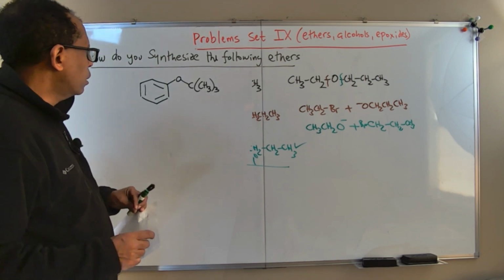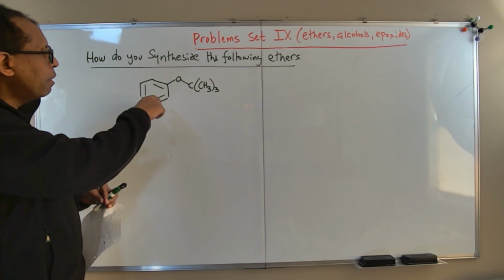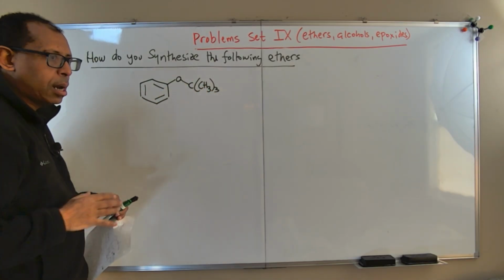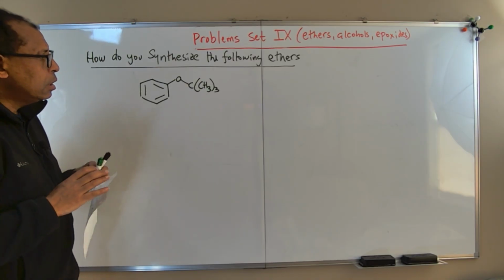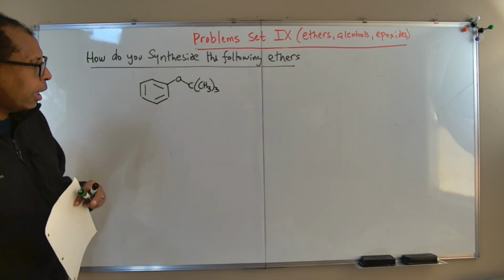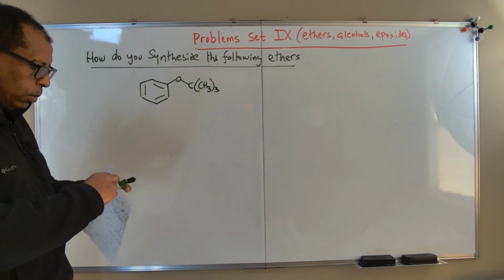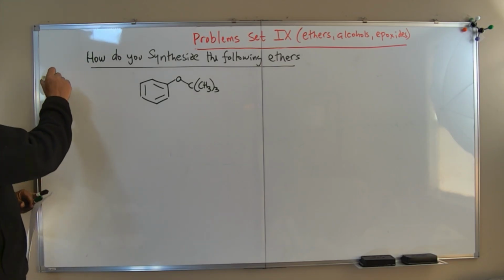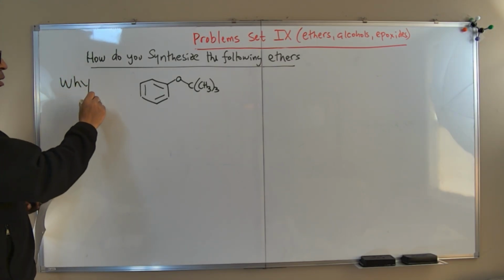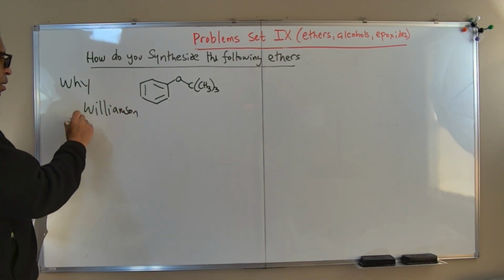So we'll continue more. Go ahead and solve this problem as well. So this is a phenyl ether. It's an ether compound, but it's asking you why this cannot be synthesized with Williamson Ether Synthesis. So it says why it doesn't work with Williamson Ether Synthesis.